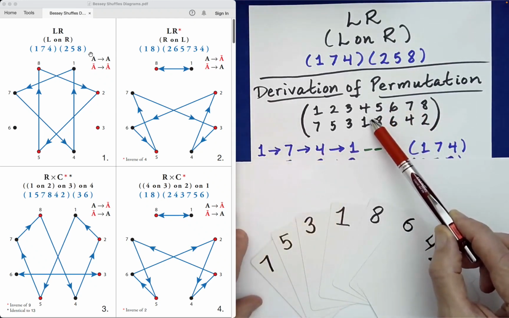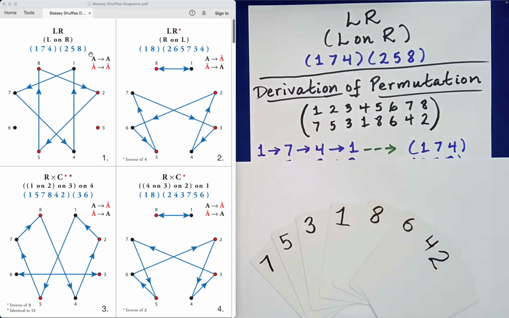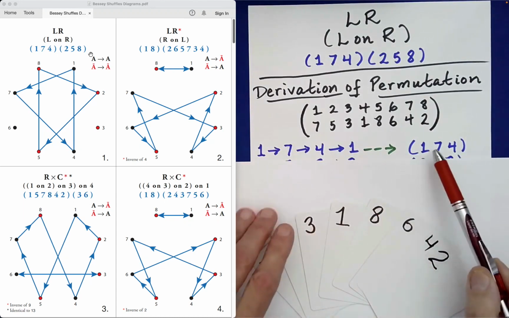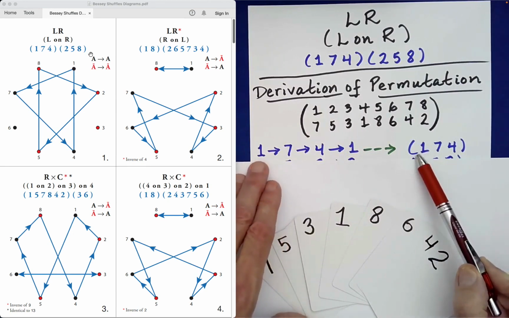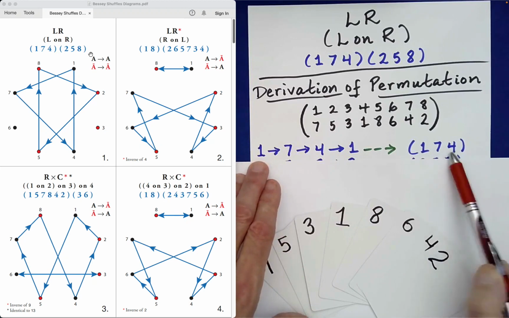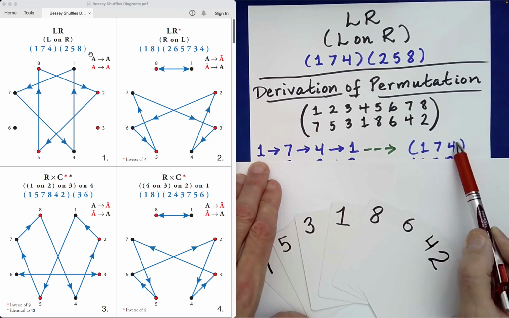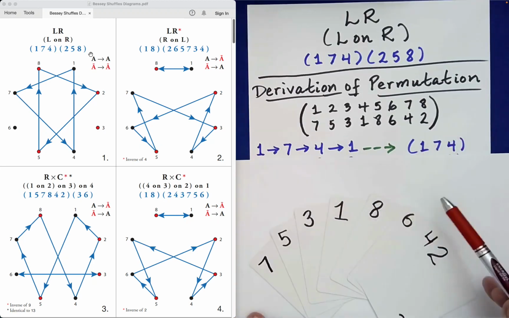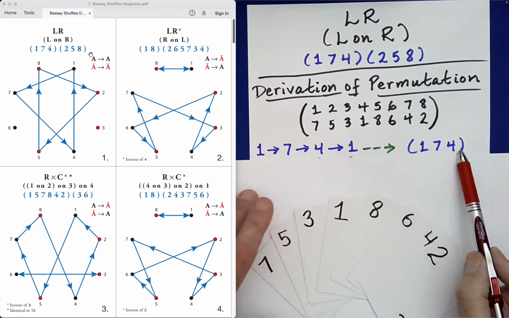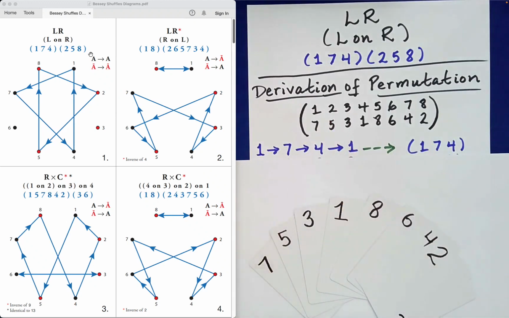Well, guess what? That wraps around. So a way to compress all of that information into as few characters as possible is the following. We start with an open left parenthesis, and then we just write the values 1, 7, 4, and then close with a right parenthesis, where the assumption here is the 4 wraps around to the first value in that cycle, namely 1. So the information here is capturing what's happening with 3 of the elements in our original sequence.